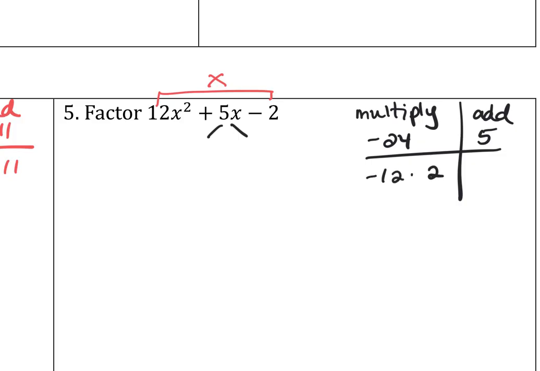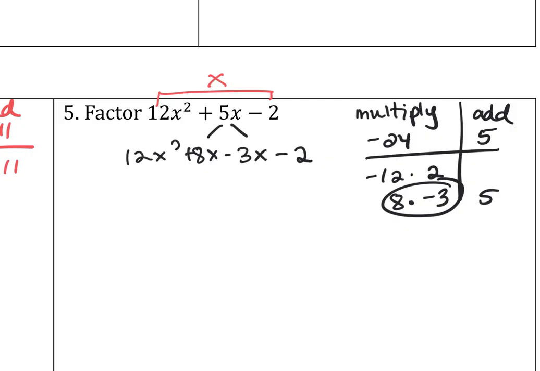-12 and 2, no. +8 and -3. Very good. So plus 8x minus 3x minus 2. Bring down the 12x squared. So we've rewritten that middle term. Now that we have 4 terms, we can take these two and take these two.